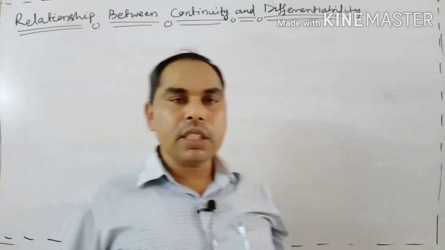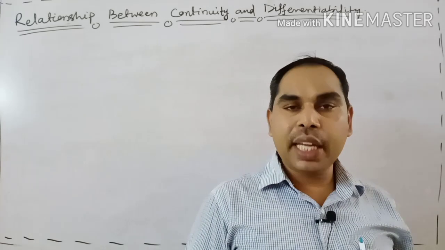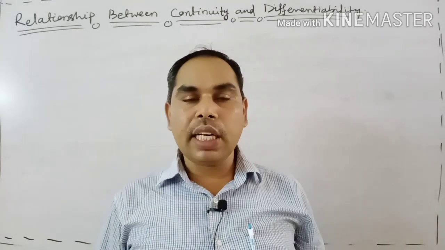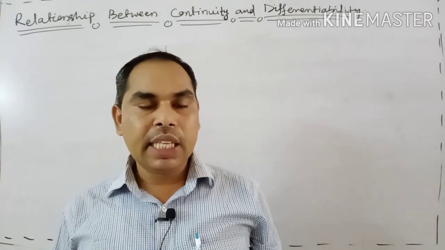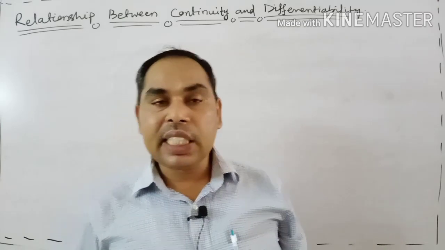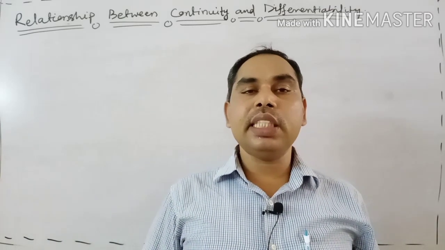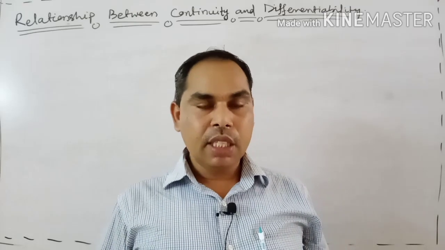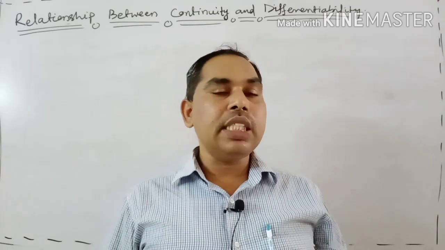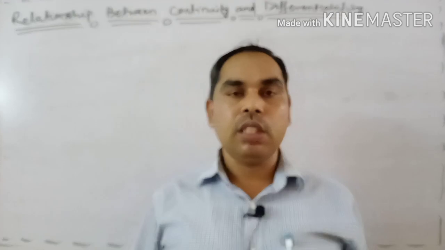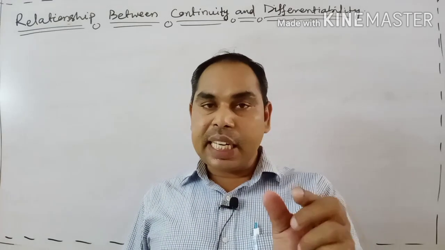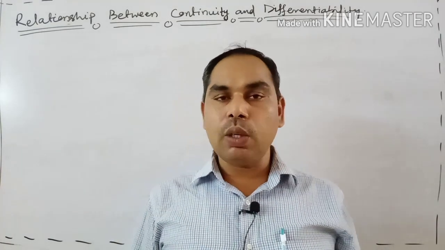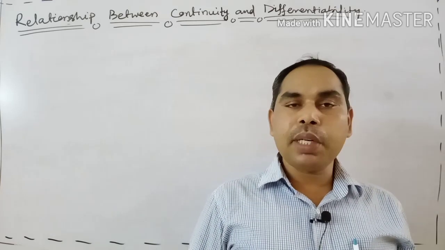What is a continuous function? A function f of x is said to be continuous at x is equal to a if limit x tends to a, f of x is equal to f of a. That is, the limiting value is equal to the functional value, or value of the function at the indicated point, that is x is equal to a. And what is differentiability?